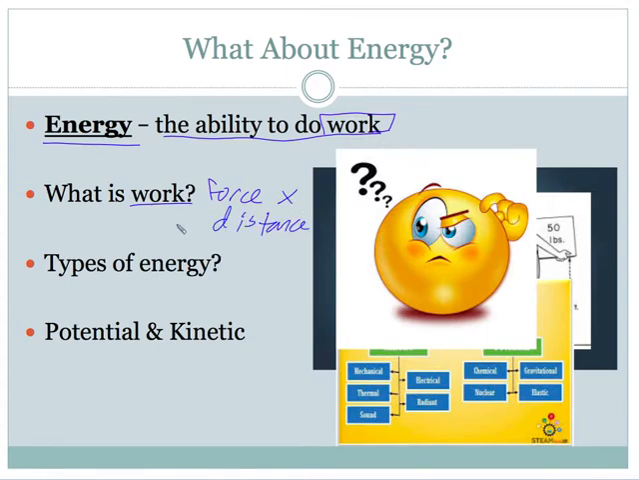equals work. But then because we have this energy, are there different types of energy? And the answer is yeah. There are a number of types of energy. In this class, we're going to focus on the two main ones, which are potential energy and kinetic energy. So real quick, what does kinetic mean again? Think about that. Kinetic means motion. And so kinetic energy is the energy of motion. We'll talk about potential later.